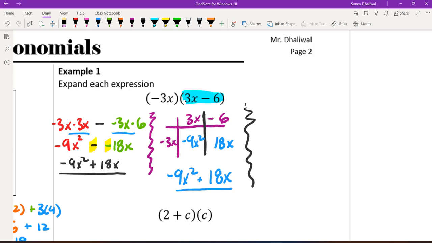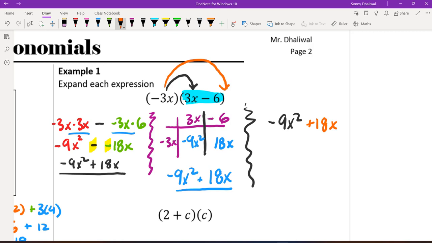We just call it the rainbow method. It's where we go like this. We draw our arrow here, and we just do the calculation in our head instead of writing it out. We go, oh, negative 3x times 3x, that's negative 9x squared. Then we draw this arrow. This time you've got to include the sign. Negative 3x times negative 6 is positive 18, so plus 18x.